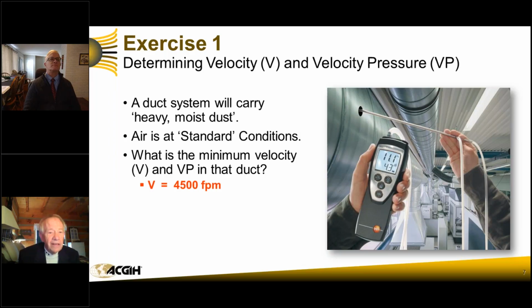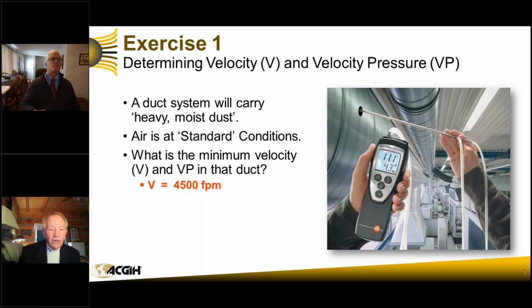Well, we can look this up, by the way, in Chapter 5 of the manual, if you have that. Table 5-1 tells us that heavy, moist dust will move at a velocity of 4,500 feet per minute. At 4,500 feet per minute, that carries all the dust and keeps it from falling out or salting in the ductwork, keeps the ductwork clean.